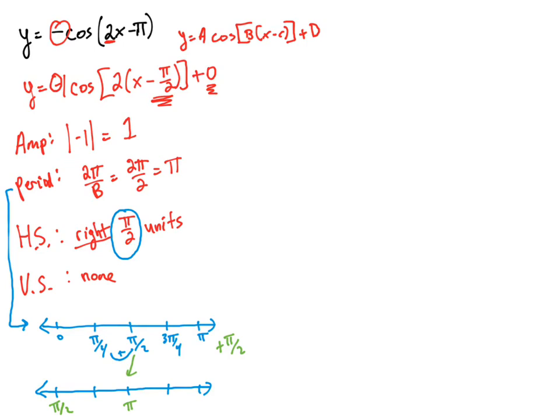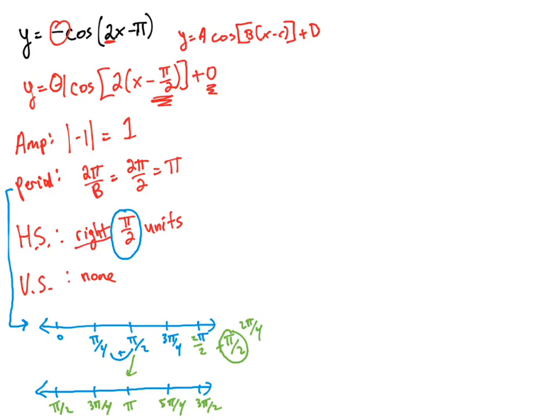Okay, so it might be good to get some common denominators. Pi is 2 pi over 2. So 2 pi over 2 plus pi over 2 is 3 pi over 2. We could also rewrite pi over 2 as 2 pi over 4 to add to the quarter points. So pi over 4 plus 2 pi over 4 is 3 pi over 4. 3 pi over 4 plus 2 pi over 4 is 5 pi over 4.